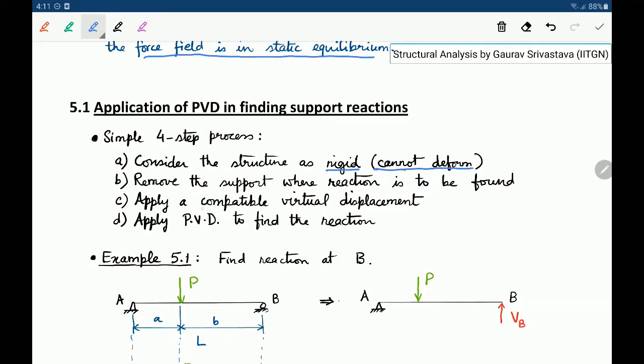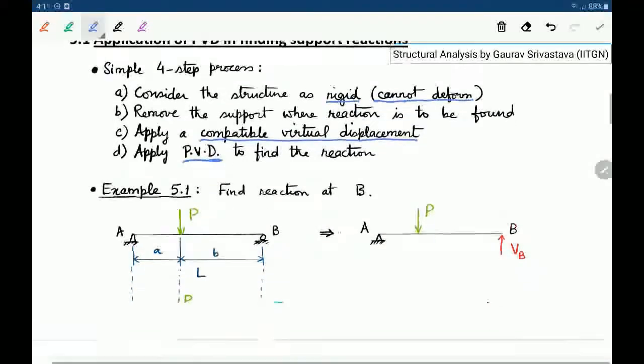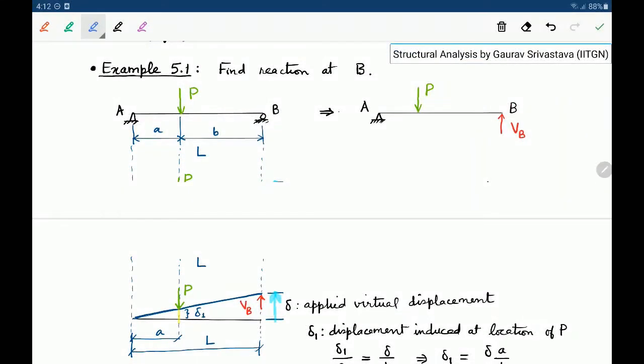Then we apply a compatible virtual displacement to the system, and then we apply the principle of virtual displacements to find the reactions. Let us see this through a very simple example. Let's say we are given this simply supported beam, and we have to find the reaction at the support B. First, we remove this support. We have to find the vertical reaction at B, so we remove this support.